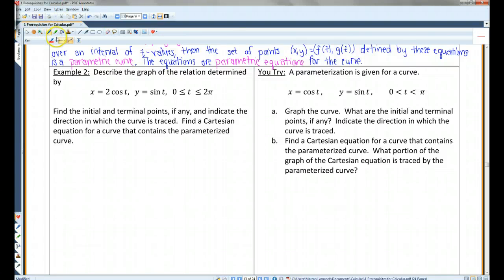There's actually a mistake in this problem. This is supposed to be a 2 sine t. So 2 cosine t, 2 sine t. It's not going to make a big difference, but anyways. Okay, first things first, we need to graph this. Let me pull out my calculator.